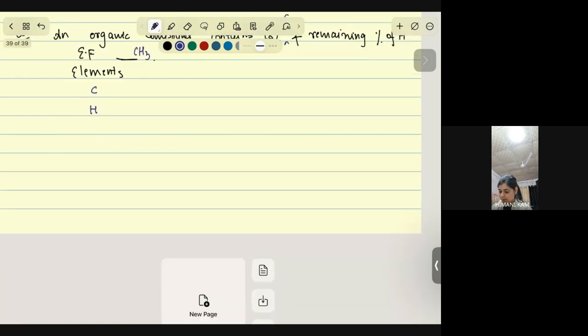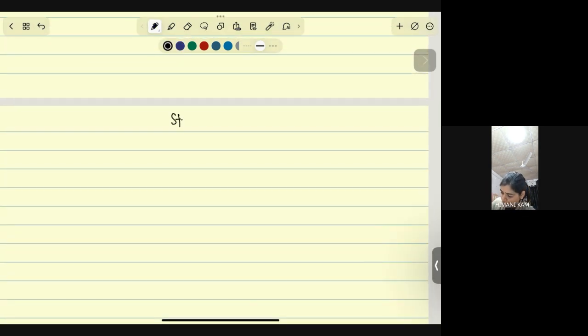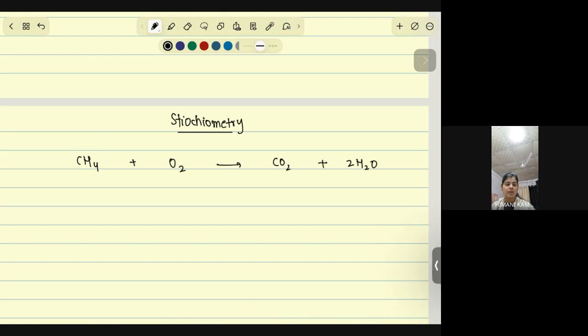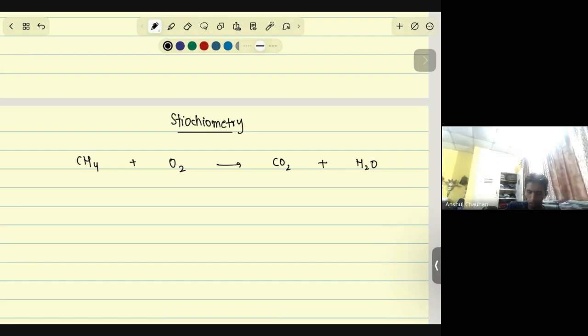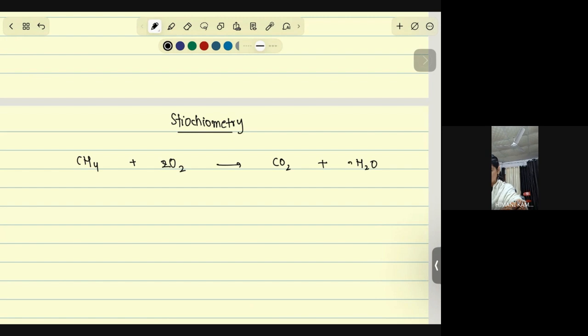So now we will start with stoichiometry. Okay, so let's say we have a chemical reaction. This. Can you balance it? It will just be 2O2. Yes, 2O2 and 2H2O. Just wait for a second. My laptop got hung. Okay, just wait.